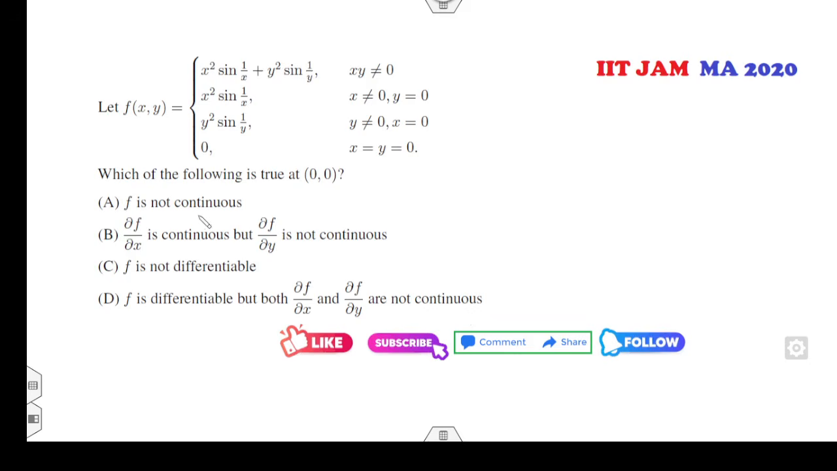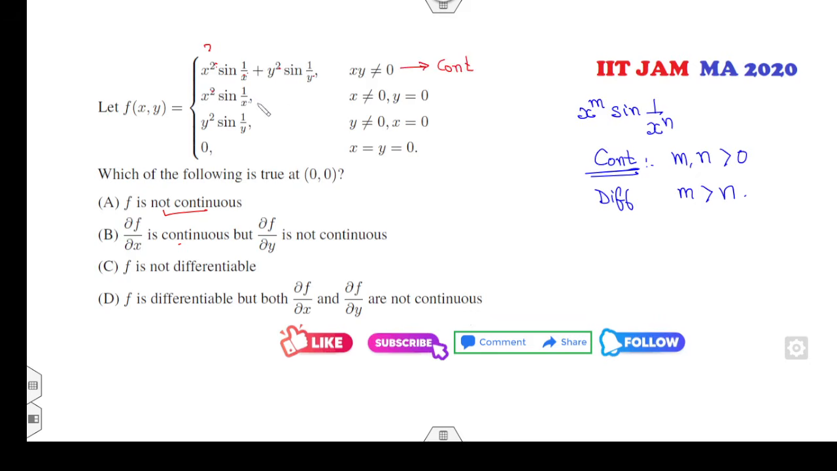Okay, look at this next one. Which of the following functions is continuous or not? Again, I can use the rule for continuity: the function is continuous whenever m and n are positive, and the function is differentiable whenever m is greater than n. So the first one is continuous. 2 and 1 are both positive, so the first part is continuous. 0 is a constant function, and every constant function is continuous. Yes, f is continuous.